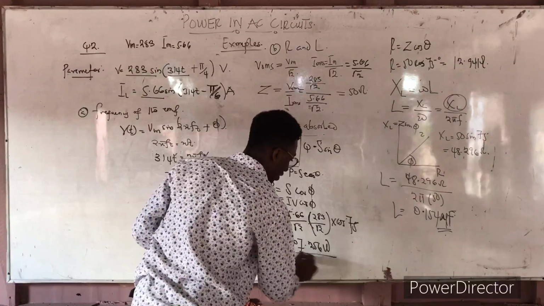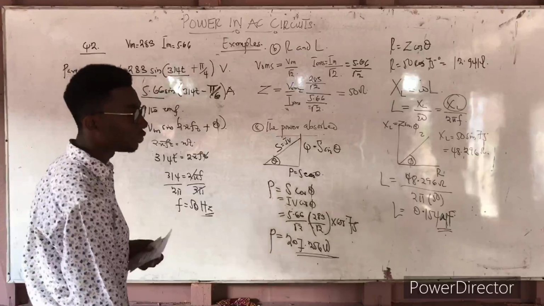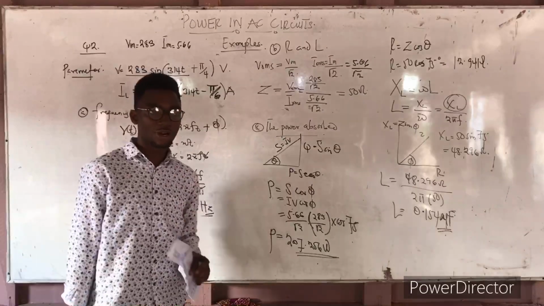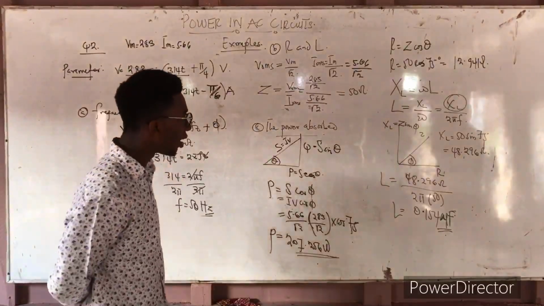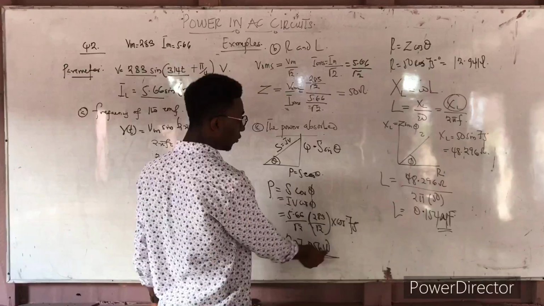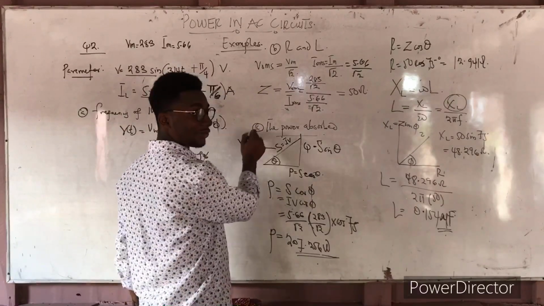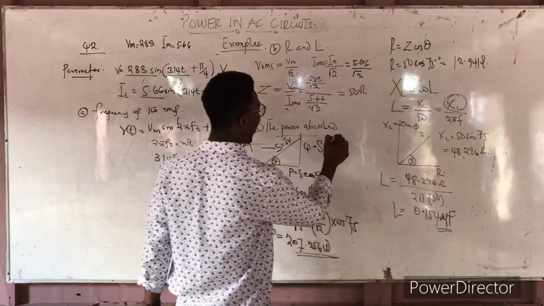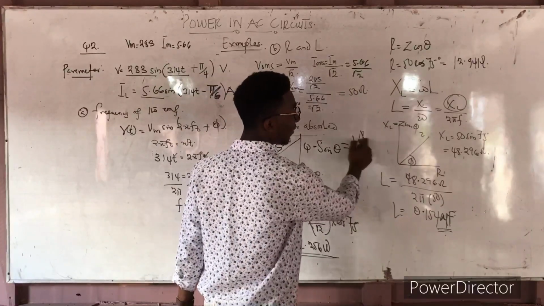So if you do this, the power value you get is 207.256 watts. Take note, the power absorbed is always the true, the real, and the active power, and that one is measured in watts. The apparent power is measured in volt ampere, and the reactive power is measured in volt ampere reactive.